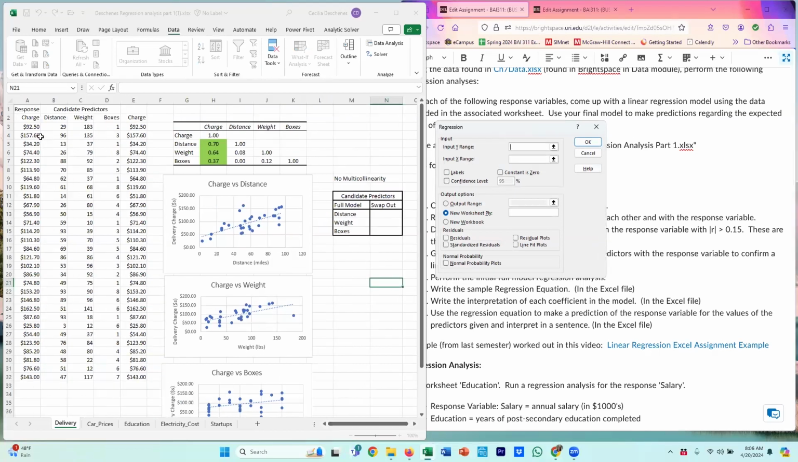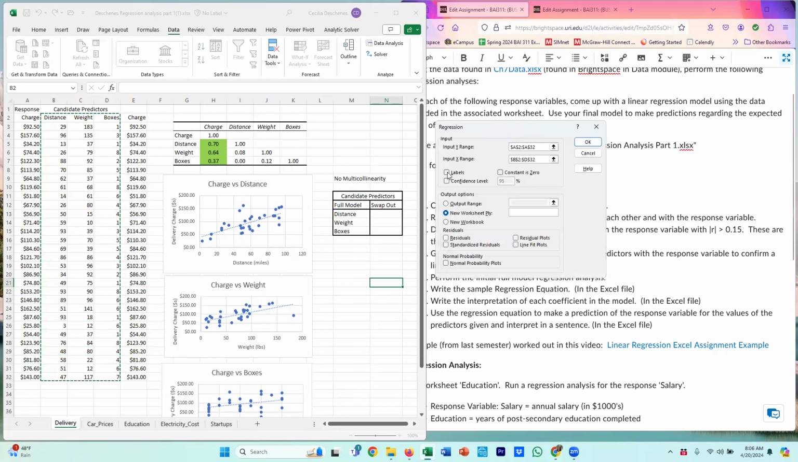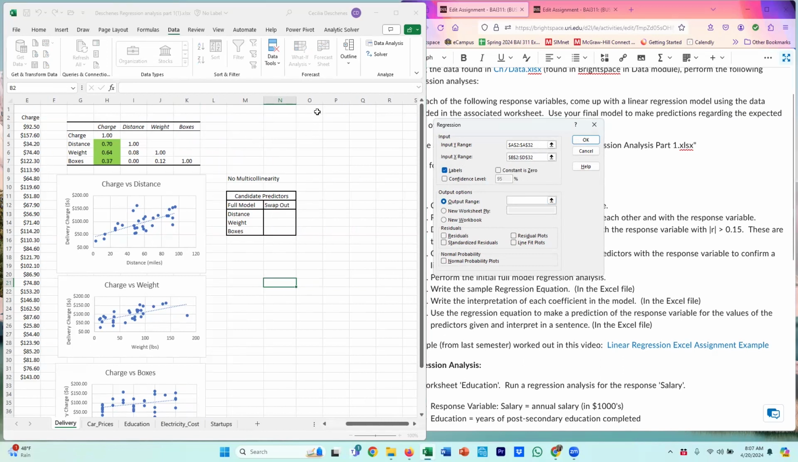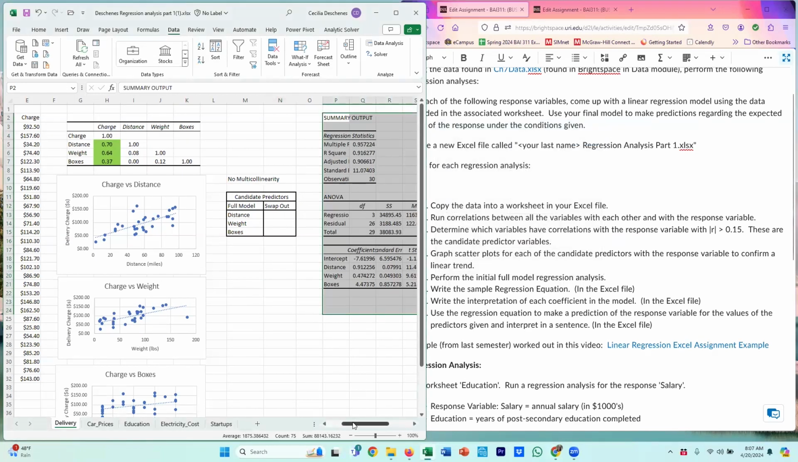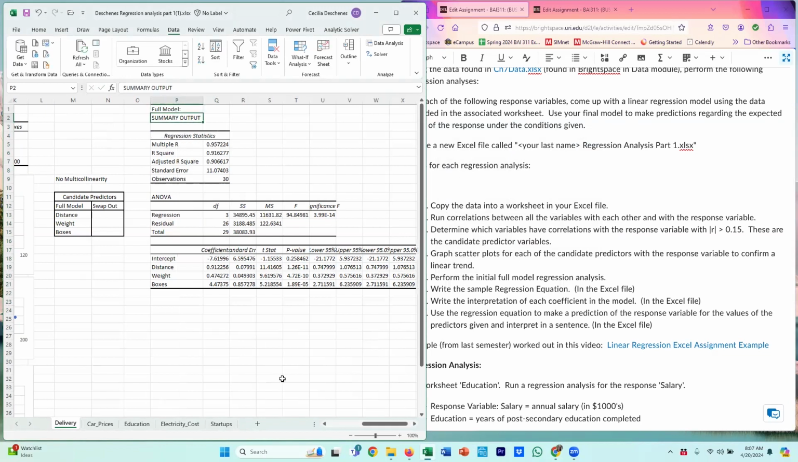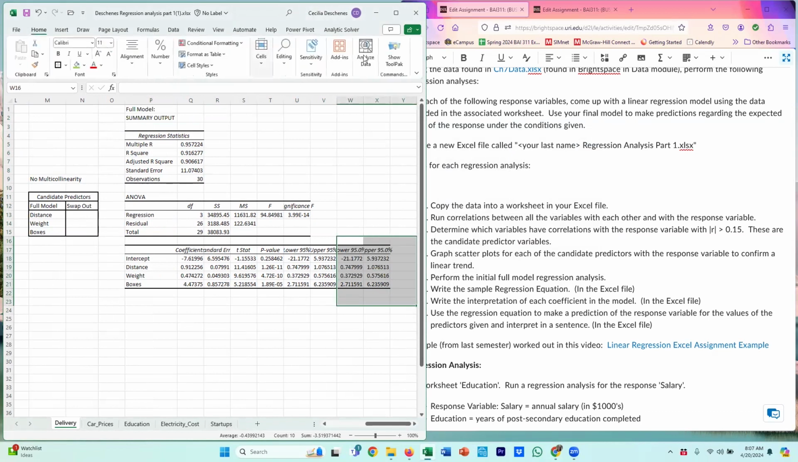Remember, the Y is the response. I find it annoying to have this repeated, and I'm not really even using it to begin with. So I just usually get rid of it.